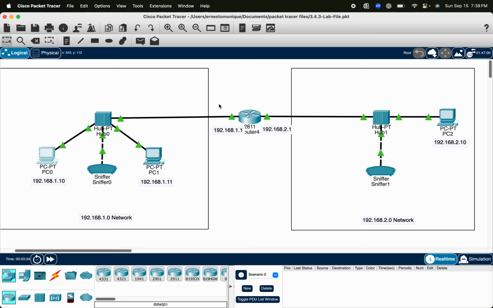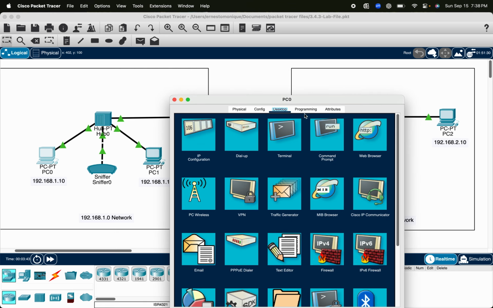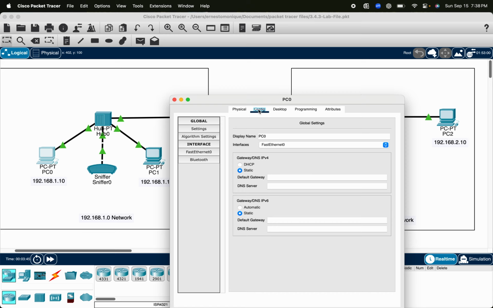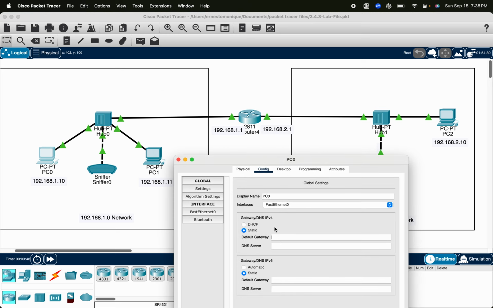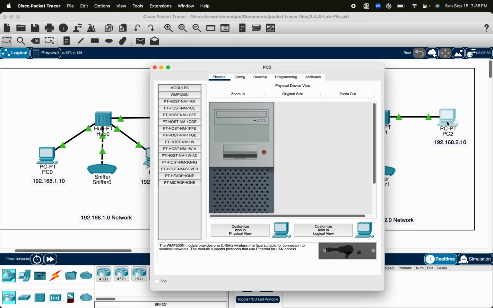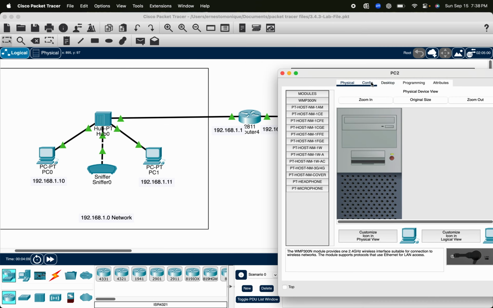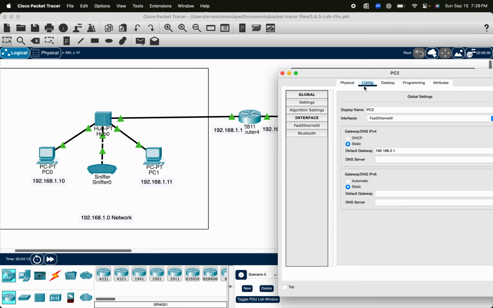So as you can see, our router has an IP address for this network and one for this network. We gotta make sure that our computer has the router as the default gateway. Here we can see that we don't have it, so we're gonna go ahead and type the IP for our gateway, which is this one right here. Okay, we close it, and then we're gonna make sure we have the same setting in our second computer. And yeah, we do have it here.